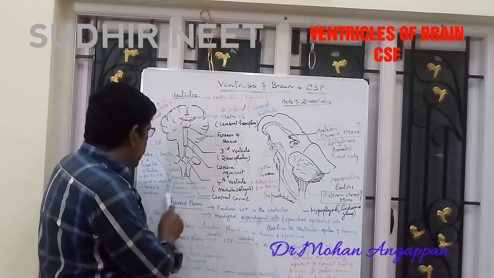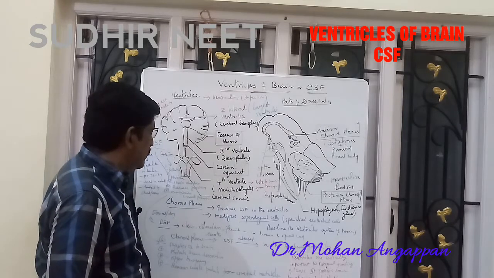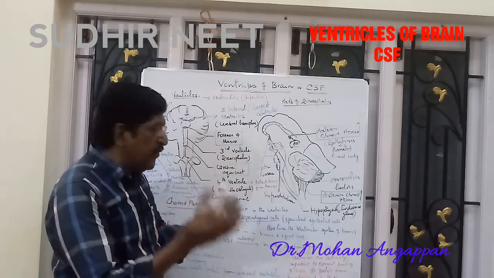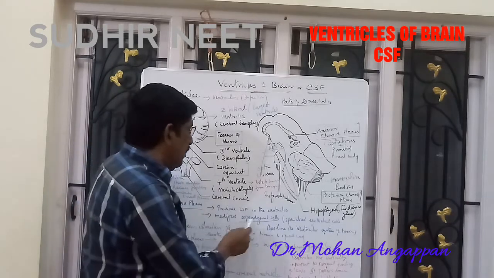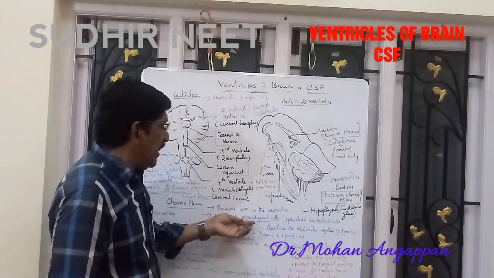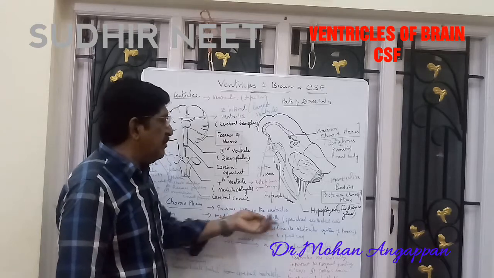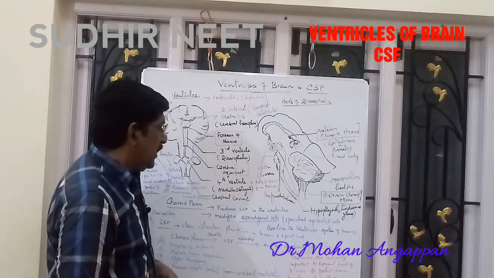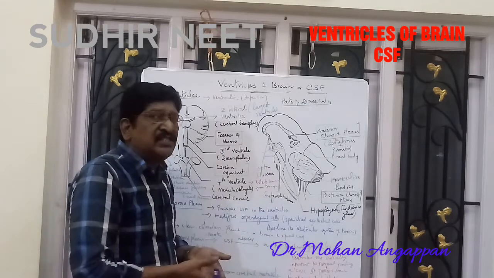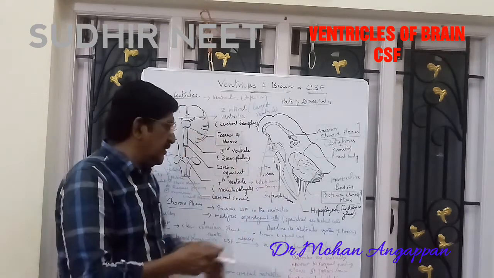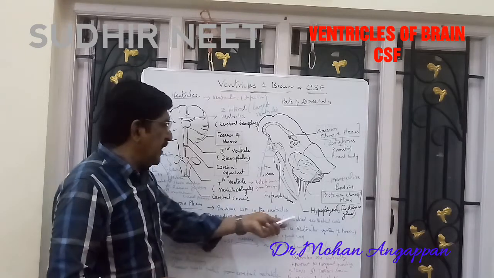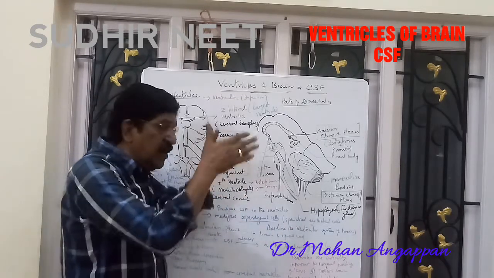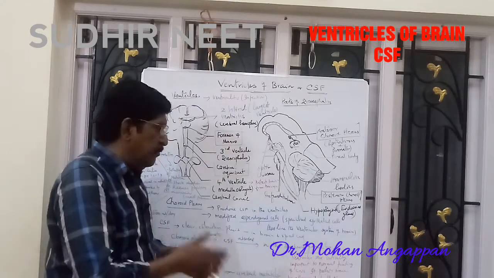What is choroid plexus? It is made up of modified cells called ependymal cells, E-P-E-N-D-Y-M-A-L, ependymal cells. They are specialized epithelial cells that line the ventricular system of the brain.